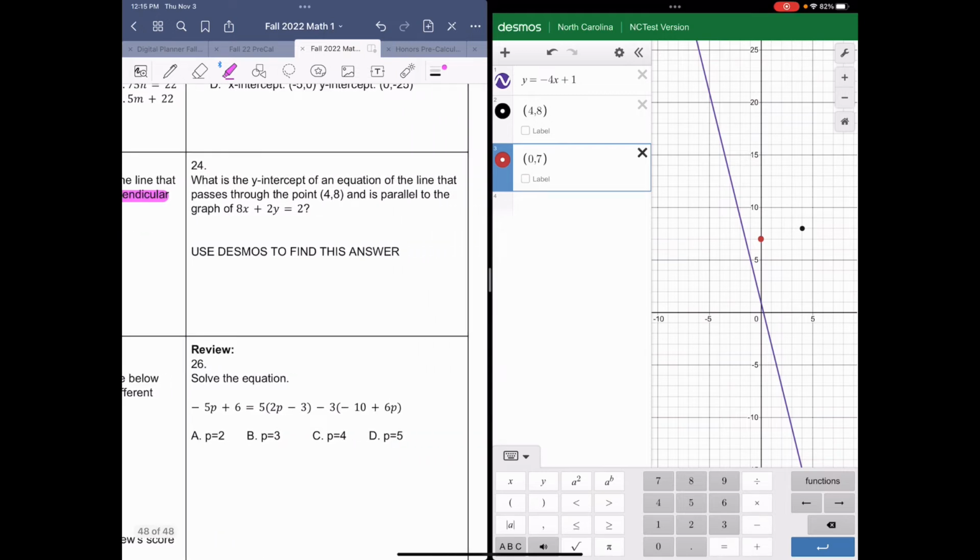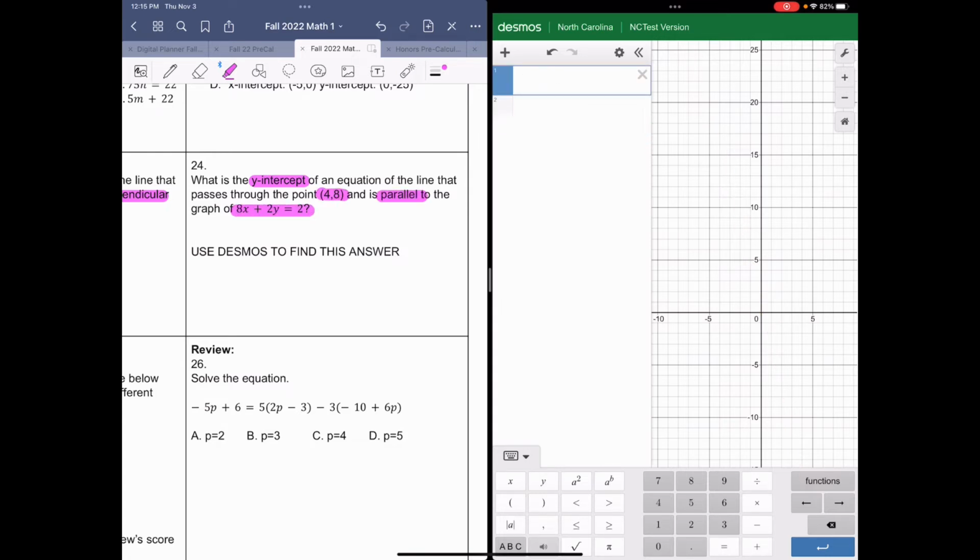All right, so for the next one, it says, what is the y-intercept of a line that passes through this point but is parallel to this? All right, so once again, I would put in my equation. So 8x plus 2y equals 2. And then I have the point 4, 8.